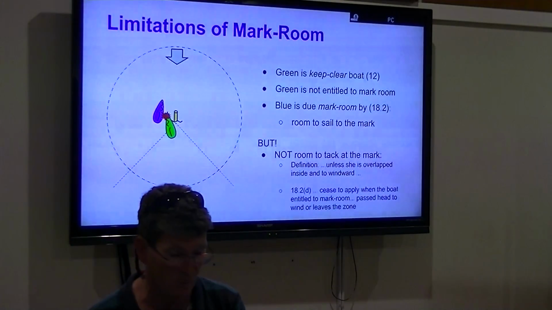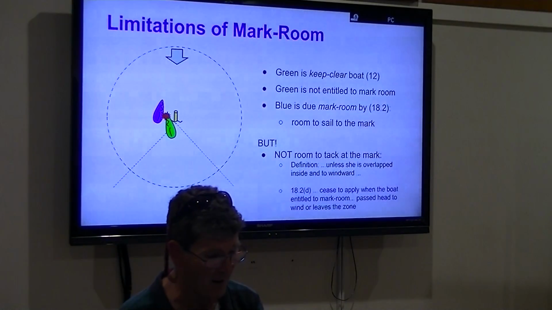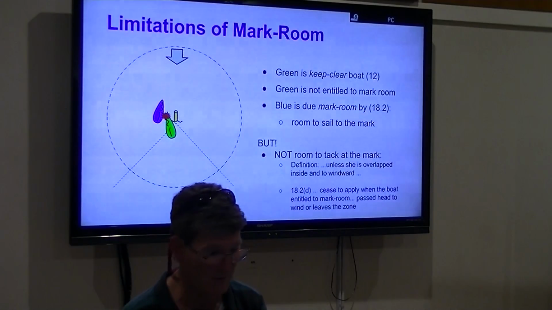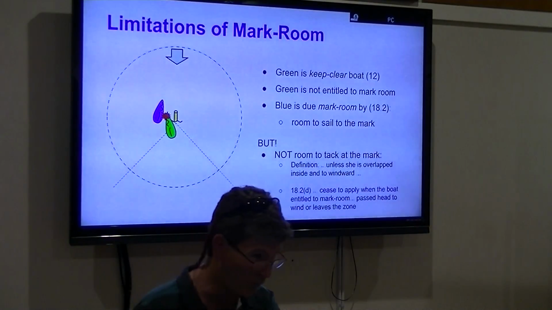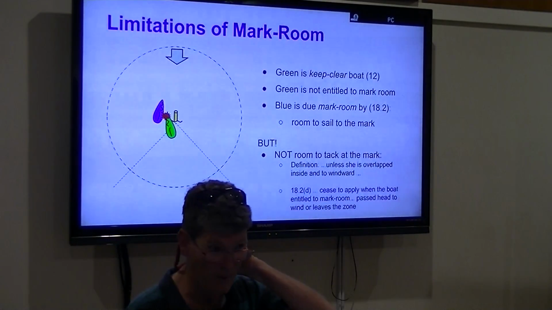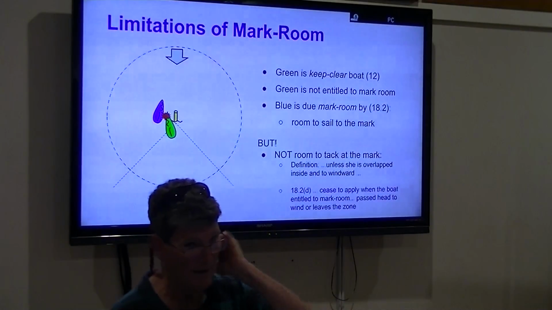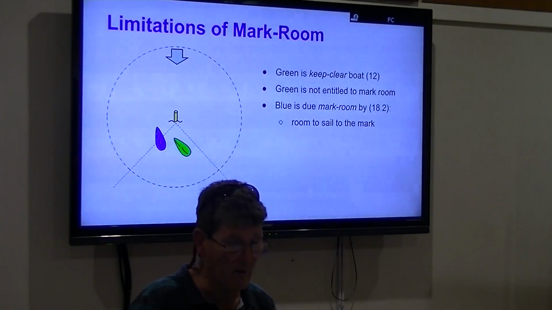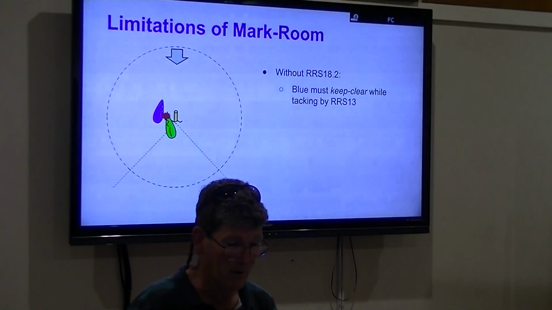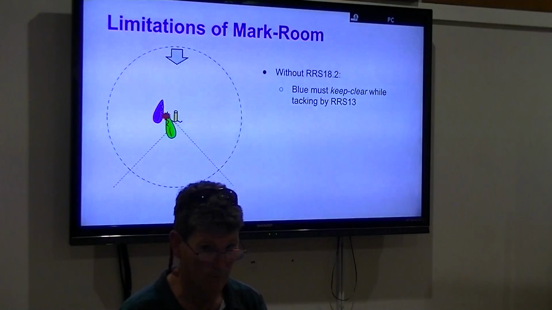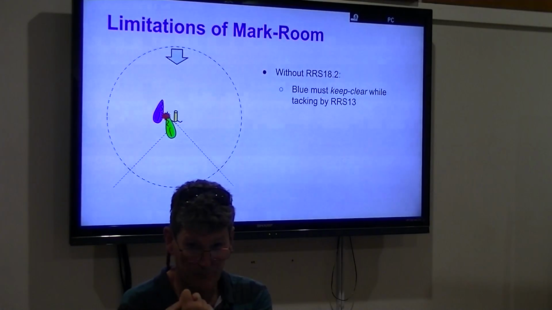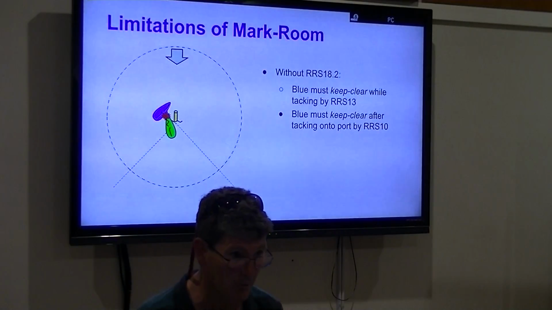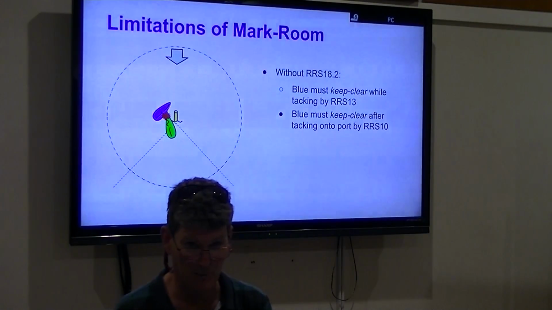Also, just to be really clear, this new rule 18.2d: mark room ceases to apply when the boat entitled to mark room passes head to wind or leaves the zone. So she's tacked, she's passed head to wind. This infringement here, this collision, is something we very frequently get in this club, where a boat that hasn't quite laid a mark, blue was down a little bit, thinks that she can come and tack, and green's thinking adventurous, oh look, she's left the door open. I'm going faster, I can get in there. And in that case, green actually can get in there because blue's not allowed to tack. Once 18.2 turns off, there's no mark room. Blue must keep clear while tacking. Rule 13. Even if she managed to get through a tack, she's now on port. She's got to keep clear.